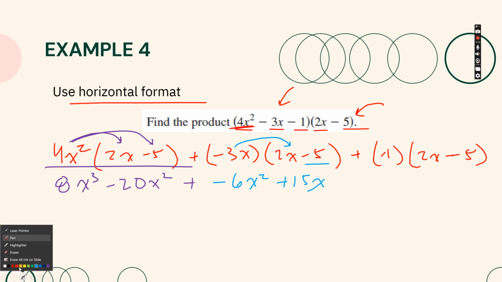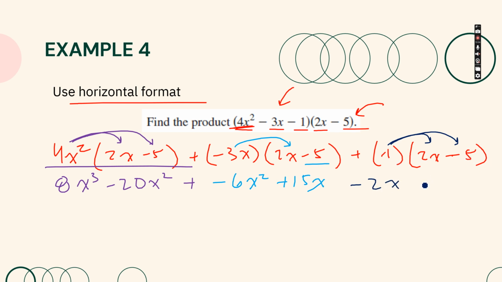And we'll move on to our last term, which should be -1. Maybe I shouldn't use orange. I'll use a dark blue. -1 times 2x, and -1 times -5. -1 times 2x gives us a -2x. -1 times -5 gives us a positive 5.